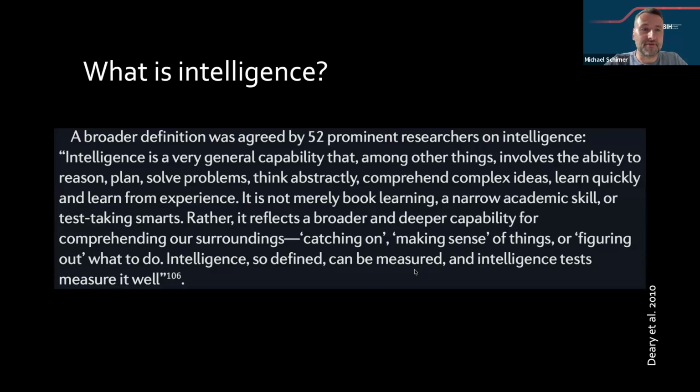So his definition is, and this was agreed by, as we can read here, 52 prominent researchers on intelligence. Intelligence is a very general capability that, among other things, involves the ability to reason, plan, solve problems, think abstractly, comprehend complex ideas, learn quickly, and learn from experience. It is not merely book learning, a narrow academic skill, or test-taking smarts. Rather, it reflects a broader and deeper capability for comprehending our surroundings, catching on, making sense of things, or figuring out what to do. Intelligence, so defined, can be measured, and intelligence tests measure it well.